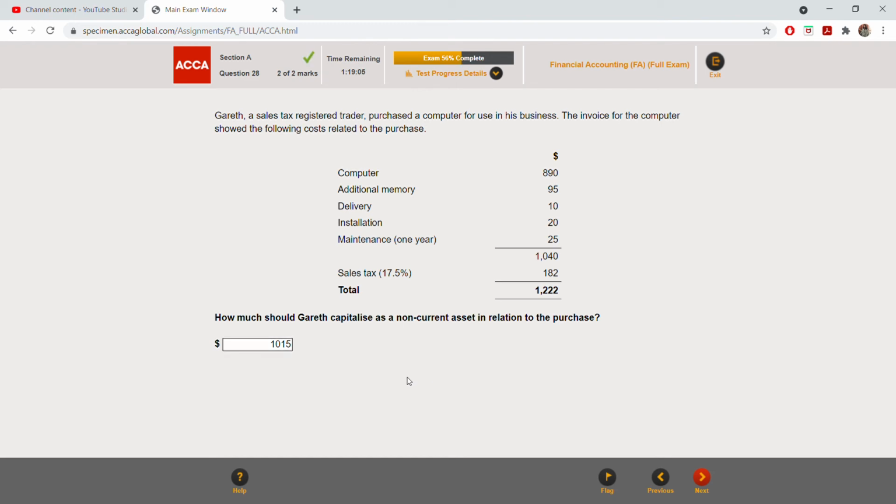Okay, because maintenance is an expense which will be there in the profit or loss, that you cannot capitalize.